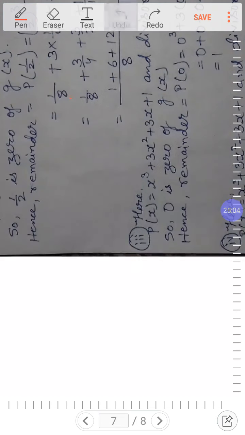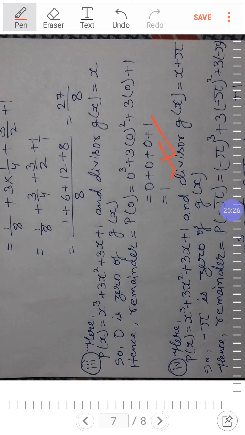So to find the remainder, what we will be doing is keeping 0 in place of the variable. So it is 0 cube plus 0 plus 0 plus 1, so it becomes 1. Hence remainder becomes 1 when px is divided by gx. So now we will move to the fourth question.